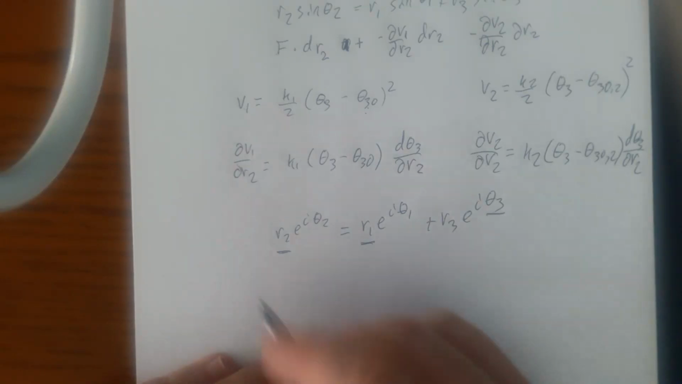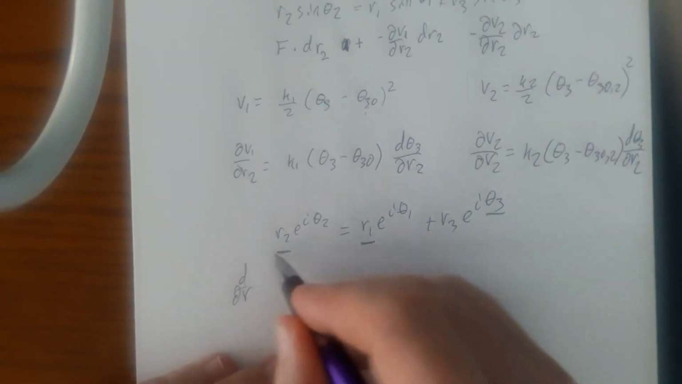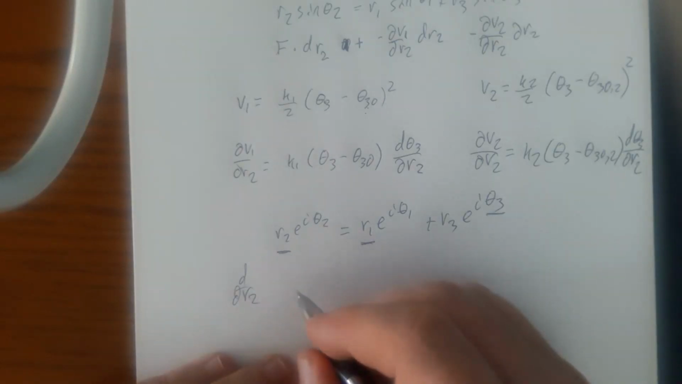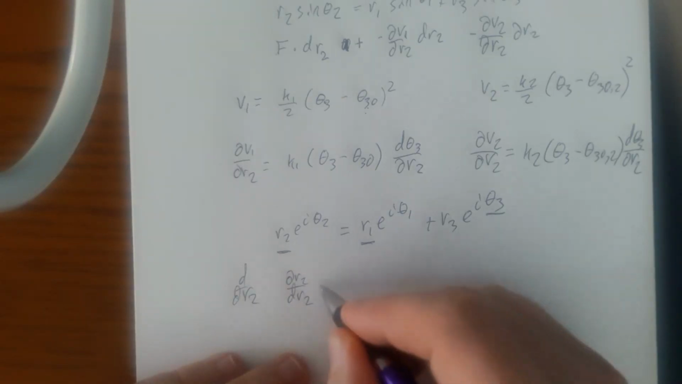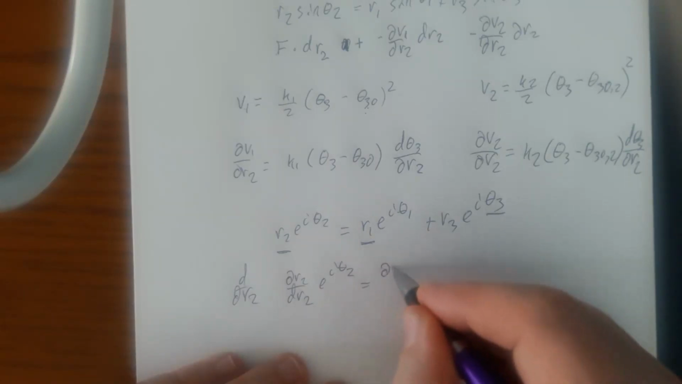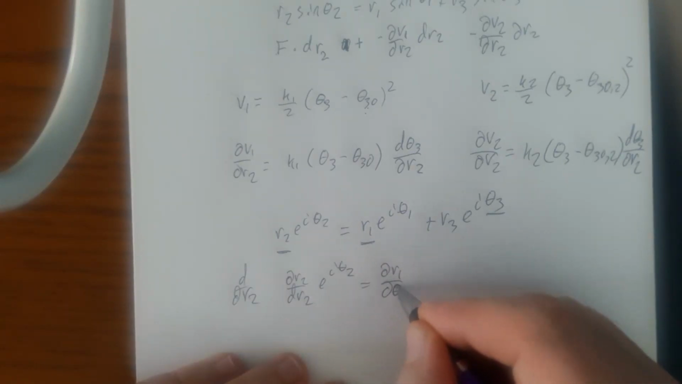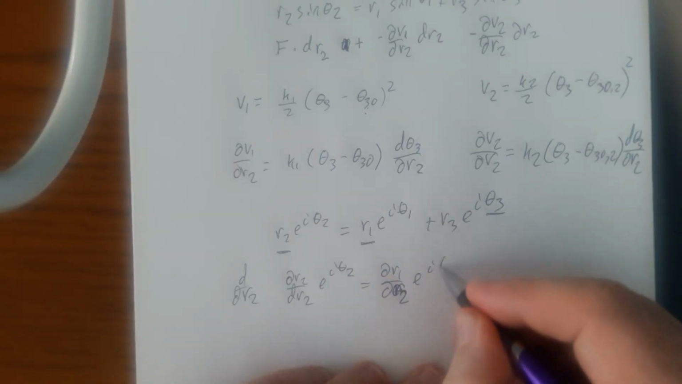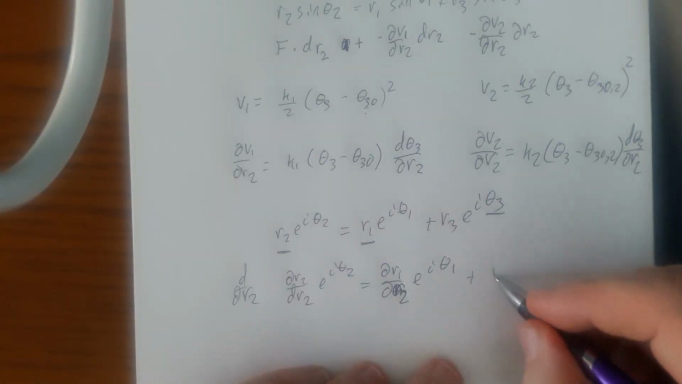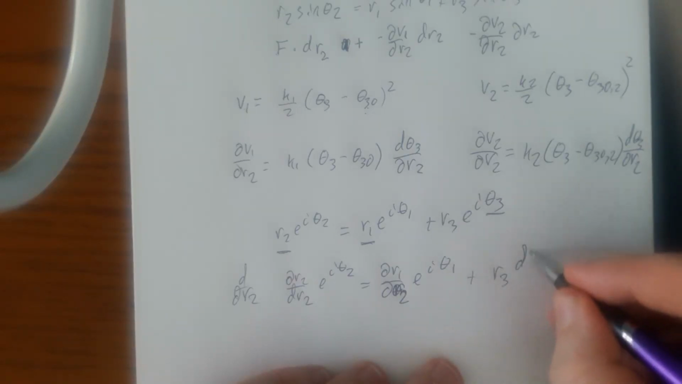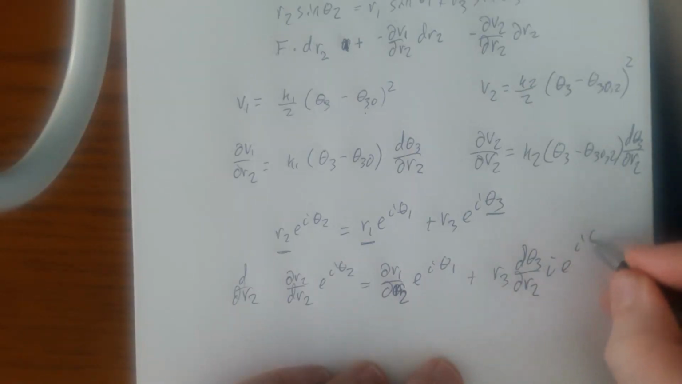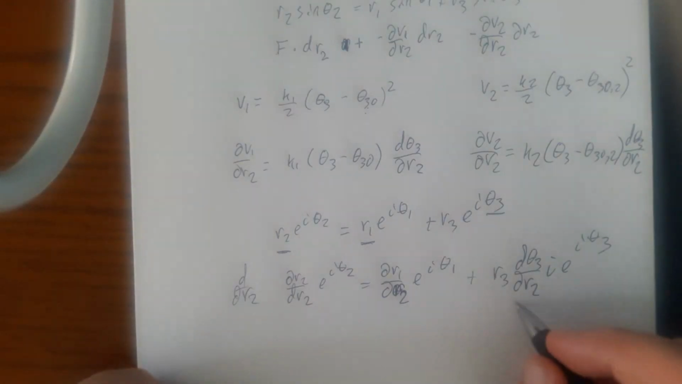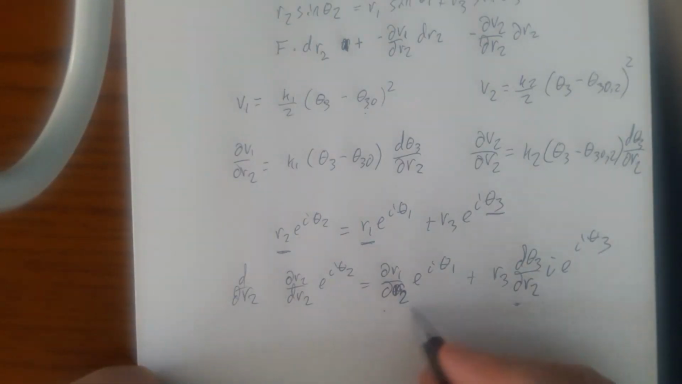And since R2 is our independent variable, we're going to take the derivative of that function with respect to R2, and we'll get dr2 e to the I theta 2 equals dr1 dr2 e to the I theta 1 plus r3 d theta 3 dr2 I e to the I theta 3. Now this is the quantity we want.